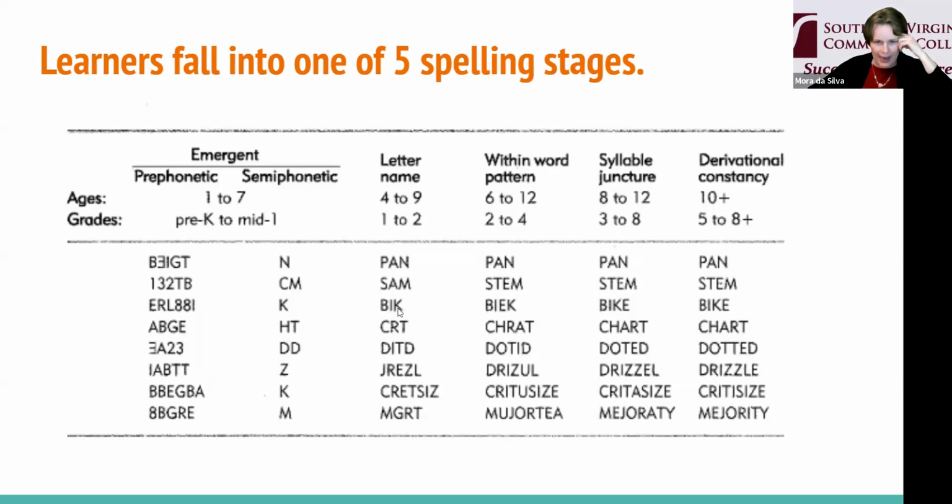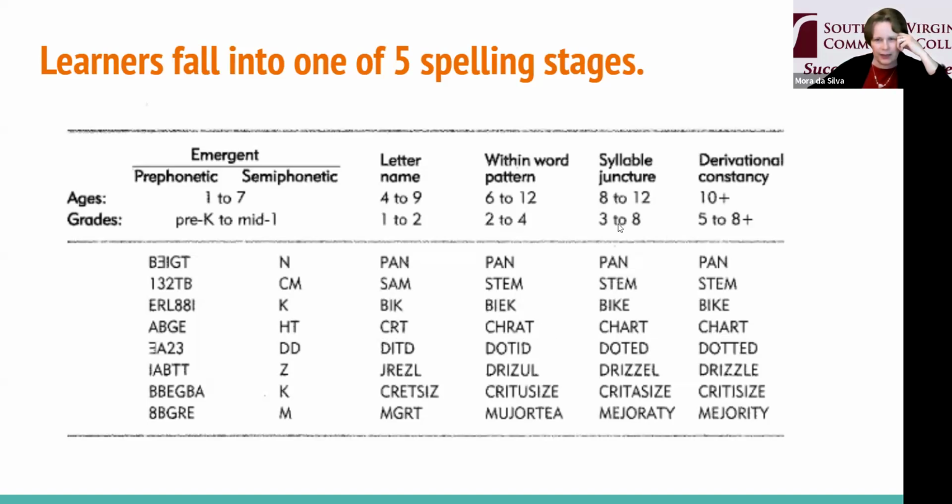Bike, letter name. That's why it's called letter name. They hear the B-I-K, bike. That's the way they will be spelling: they're listening to the names of the letters. Within word pattern, they're not sure. They know it's a long I and they need to make it a long I, but they're confusing how to do that. Chart: hearing maybe there's a C in there, not sure, but R, I hear a T. Chart, yeah, there's an R in there. I'm not sure how to do the R-controlled vowel.